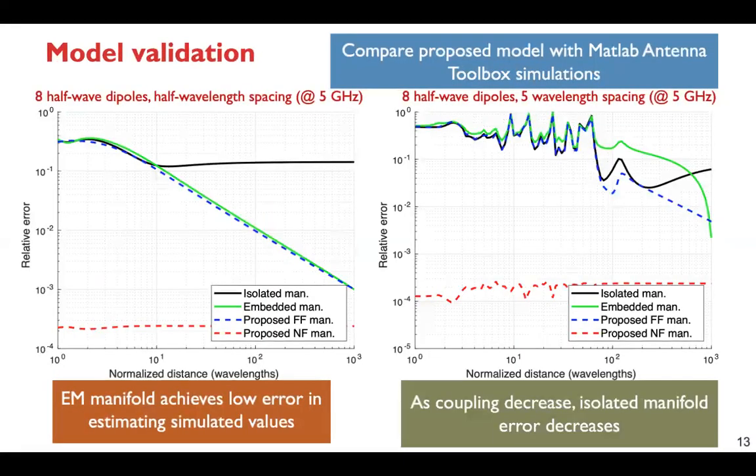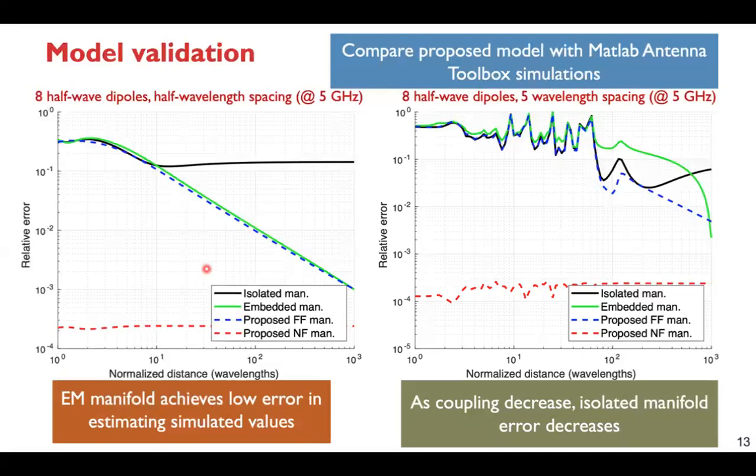And so we performed some simulations using the MATLAB antenna toolbox to compare the accuracy of our proposed model of this electromagnetic manifold against these two benchmarks, the isolated manifold, which uses pattern multiplication, and the embedded manifold. And here we're showing two proposed approaches known as the near field and the far field electromagnetic manifolds. The only difference here is in how we're treating the radiation from the Hertzian dipoles themselves, right? So in one, we use the near field expression for the Hertzian dipole, and in the other, we use the far field expression for the Hertzian dipole.